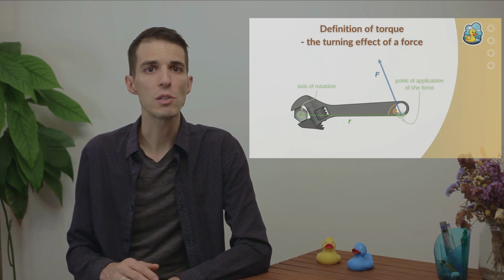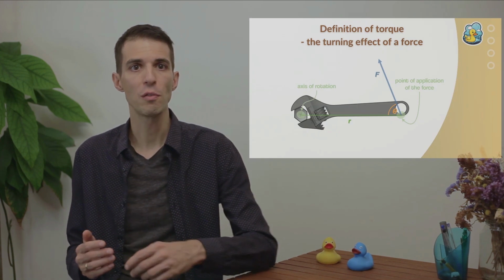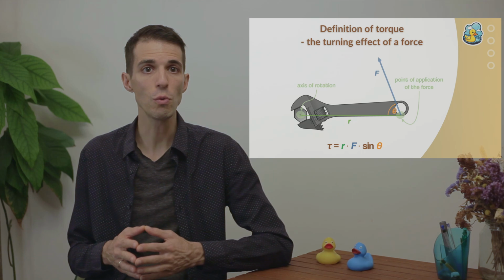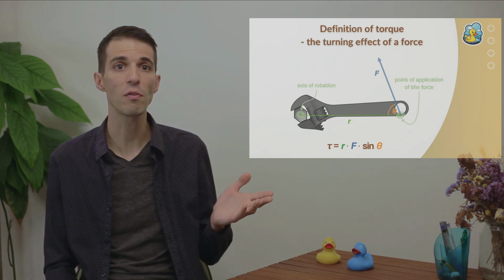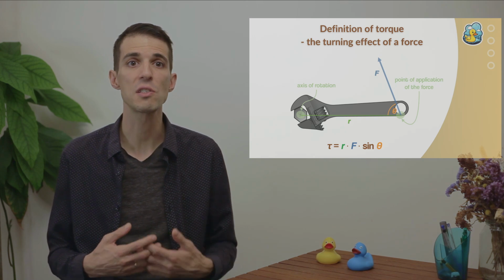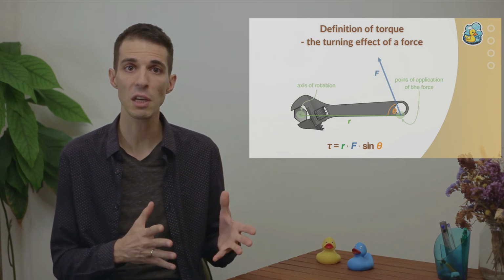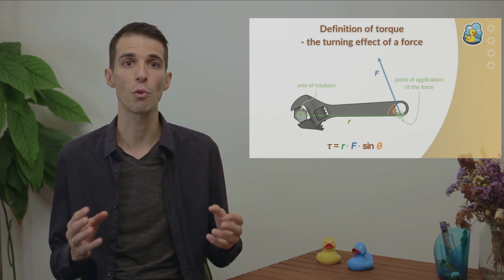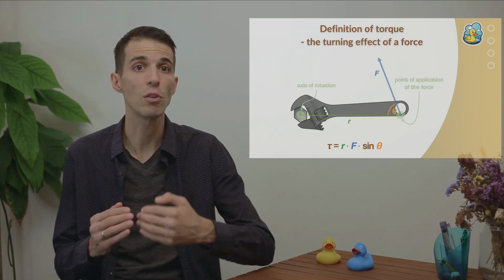There are two ways we can think about the formula for torque, which is tau equals R times F times sine theta, where F is the force applied and R is the distance between its point of application and the axis of rotation, while theta is the angle between R and F. Both of these interpretations help us understand how torque works geometrically.